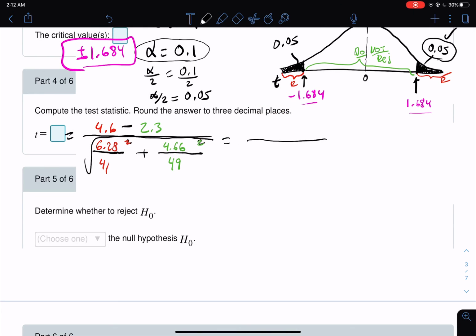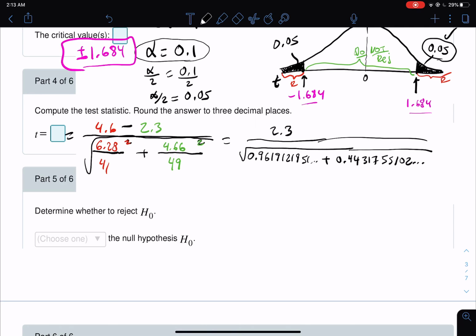Putting this in the calculator, we get 2.3 up top. Down below, we get the square root of these two numbers. I'm going to show all the value I can. That would be 0.9619, 1219, 51, plus 0.44, 317, 55102.